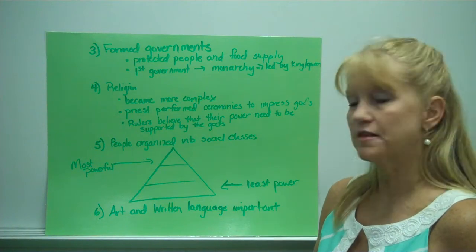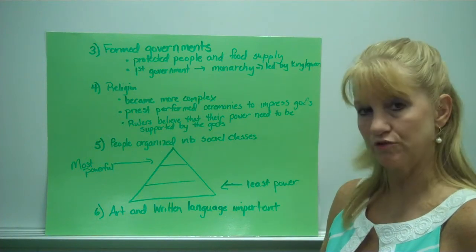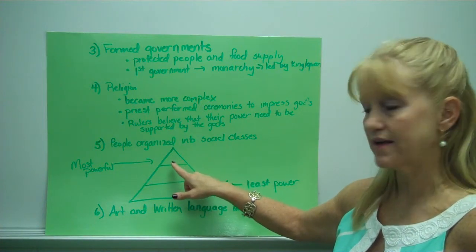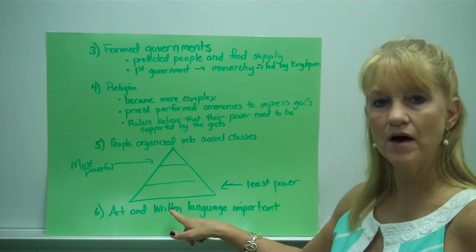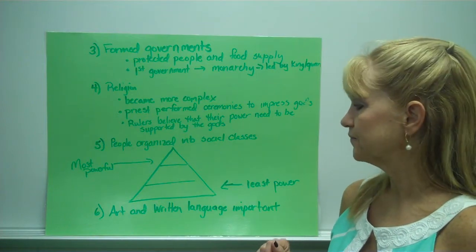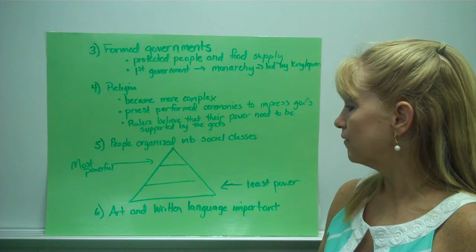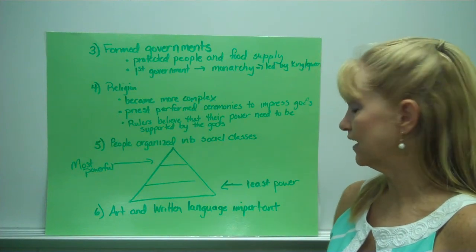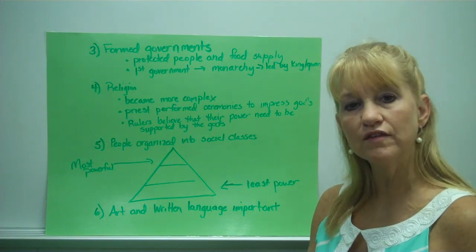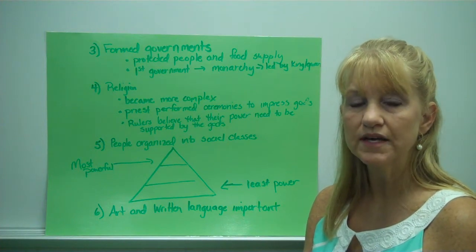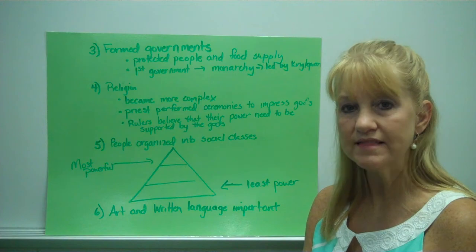The 5th thing is that the people were organized into social classes. The most powerful were at the top of the triangle, like the king, and the least powerful at the bottom, which would be like slaves. The last thing that was very important to these societies was art and written language. And you can see that all of these civilizations, Mesopotamia, ancient Egypt, India, and China, have many things in common.